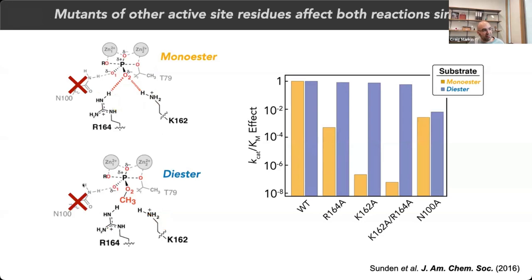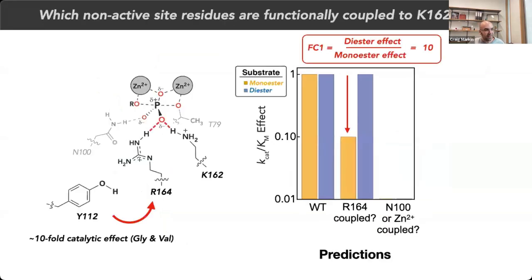Now, conversely, if we mutate this residue N100, which contacts the other oxygen, O1, common to both substrates, we see an equal drop in the rate of both reactions. Again, because this residue is doing something to catalyze both of these substrates. Now, remember, the overall goal of the project here is to figure out what the distal effects are doing. How do these distal sites that have functional effects connect to the active site?